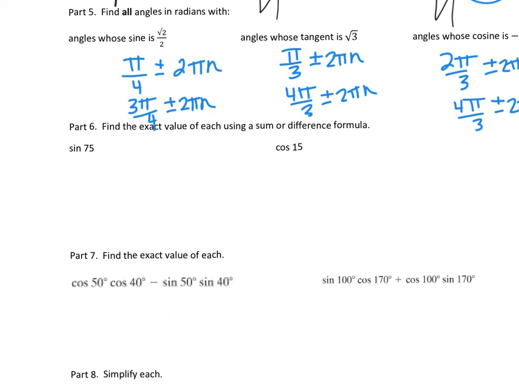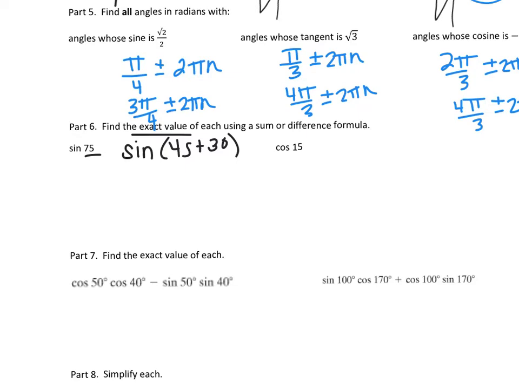Okay, part 6. Find the exact value. So you're not just punching in sine of 75 in your calculator. You have to use the sum or difference identity. So I could write 75 as the sine of 45 plus 30. I want to take two angles that I can actually find the exact value of. I didn't want to do 40 plus 35 because we don't have the exact value of sine of 40 and sine of 35.